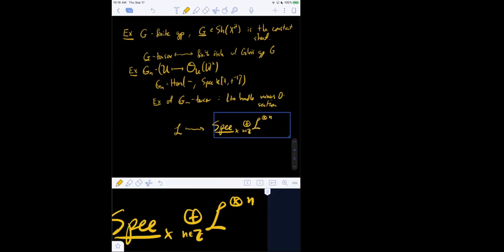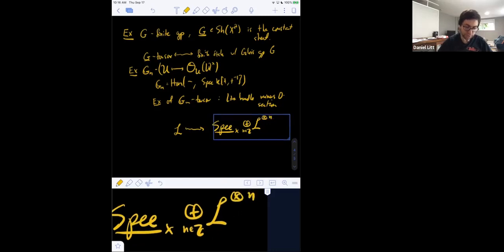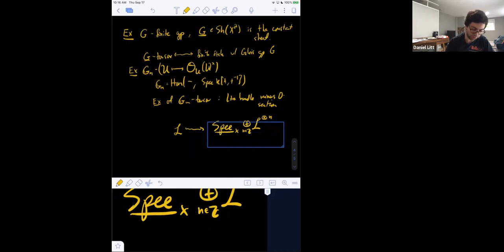So if you look at fibers over a point in X, what is this? It's just K[T, T inverse]. So the fibers of this look like G_m. Okay, and how does G_m act on this? Well, T acts on L to the tensor n via T to the n. So that's the action. The functor this represents is a G_m-torsor.